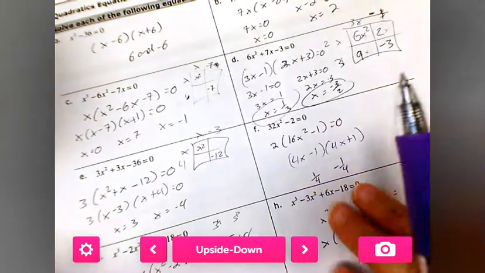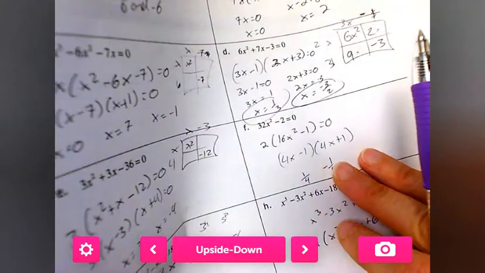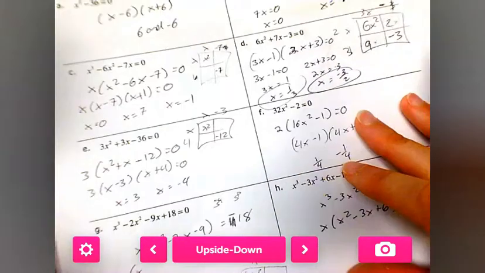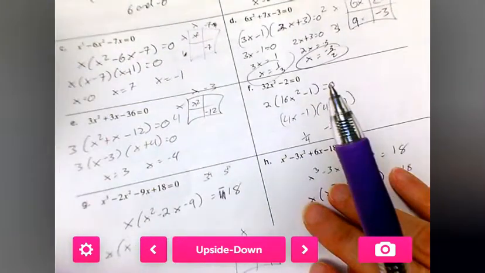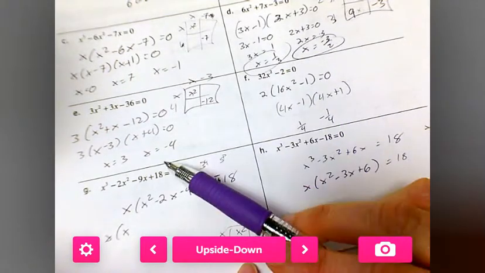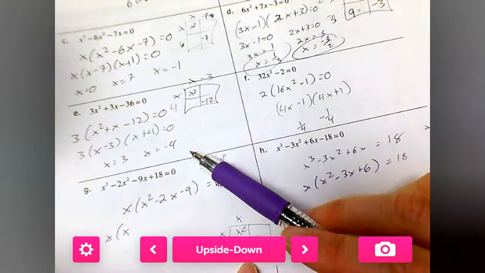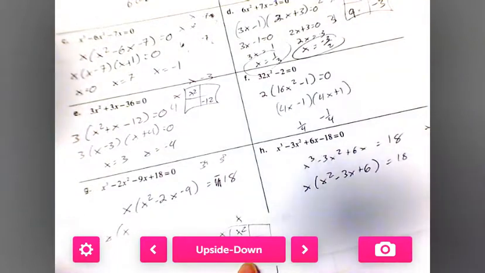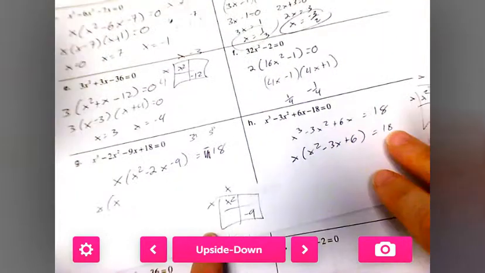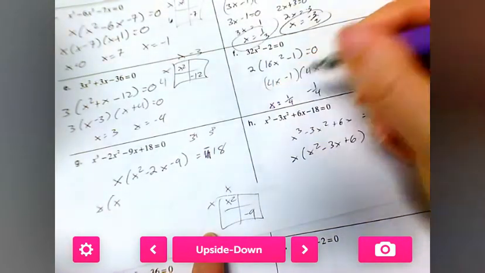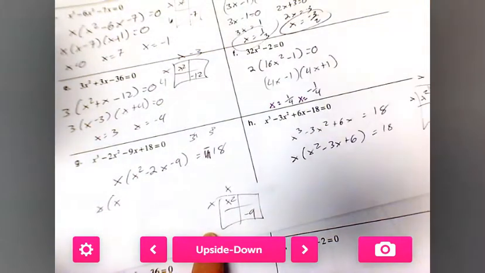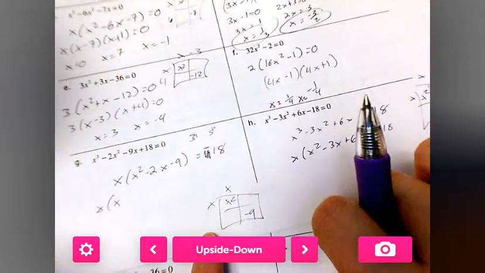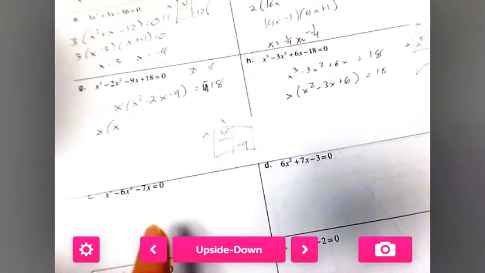D is 1/3 and negative 3/2. E is x equals 3 and x equals negative 4. F is x equals 1/4 and x equals negative 1/4. It doesn't look like I finished G or H, so let's do those together.